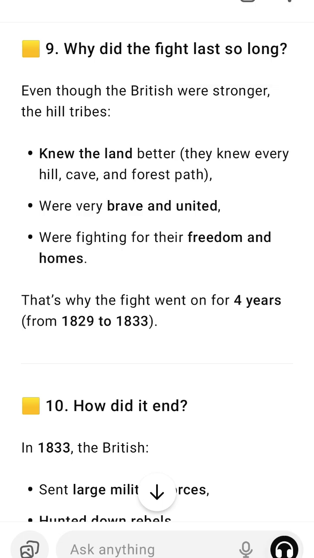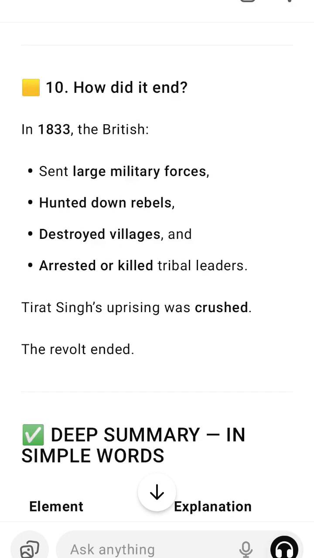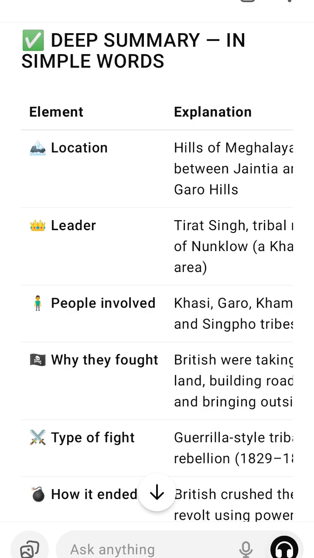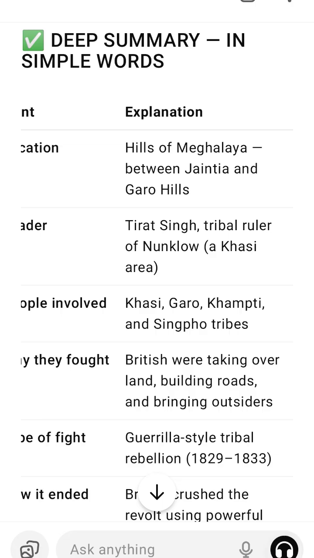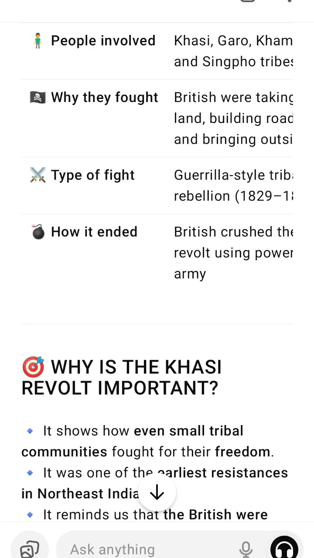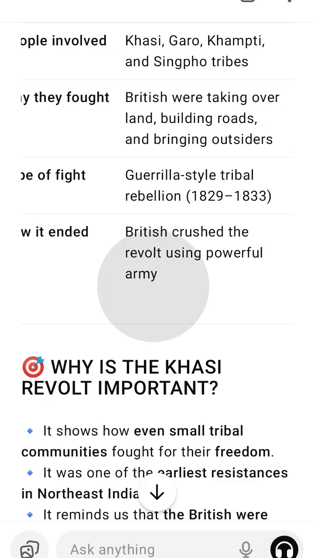To build this long road, the British brought in English engineers and Bengali labourers from the plains. These outsiders started entering tribal villages, forests, rivers, and sacred spaces. The British also started occupying tribal territories without proper agreements. The hill tribes saw this as an invasion of their land, culture, and freedom.